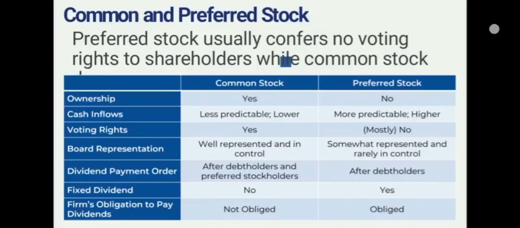Next, sa cash flow, less predictable sa common stock, because dividends are not guaranteed, meaning nakadepende sila sa kinikita ng kumpanya, sa decisions ng board of directors, and the company's overall financial health. Sa preferred stock naman, more predictable siya because preferred stock generally offers fixed dividend payments that are prioritized over common stock dividends. Next is voting rights.